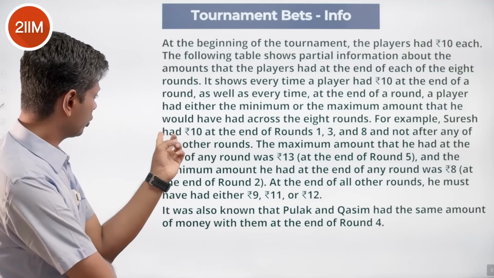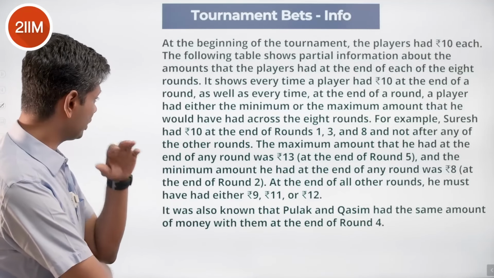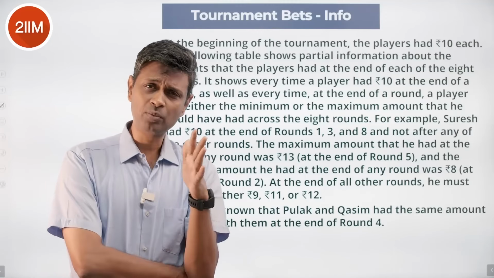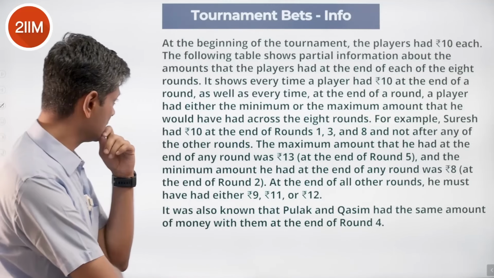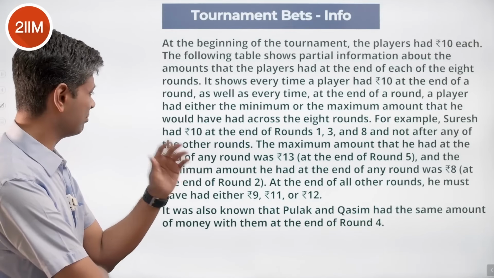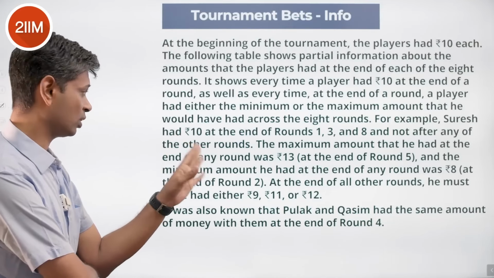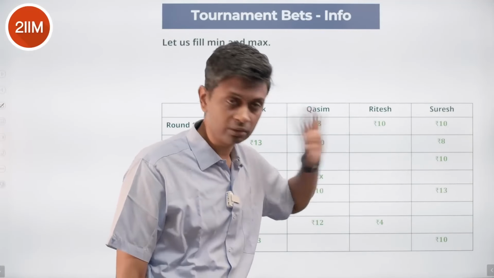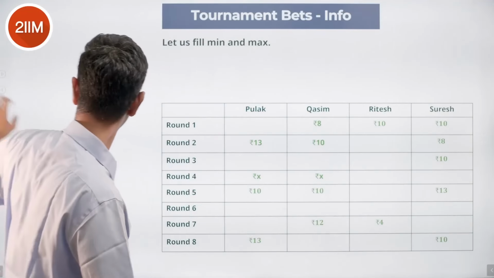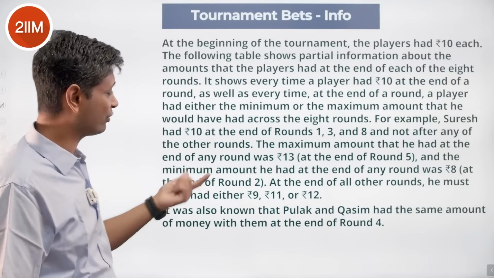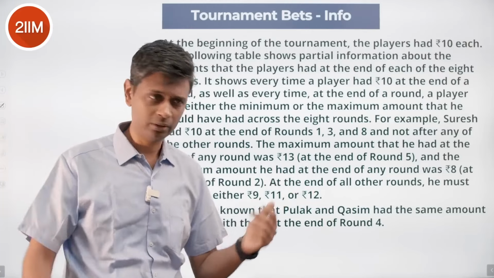For example, Suresh had rupees 10 at the end of rounds 1, 3 and 8 and not after any of the other rounds. All the 10 rupee rounds we'll know. All the maximum ones we'll know. All the minimum ones we'll know. The maximum amount that he had at the end of any round was 13 at the end of round 5 and the minimum he had was at 8 at the end of round 8. 10, 10, 10, 8, 13. 13 is the maximum, 8 is the minimum. At the end of all other rounds, he must have had either 9, 11 or 12. Between 12 and 8 and not 10.